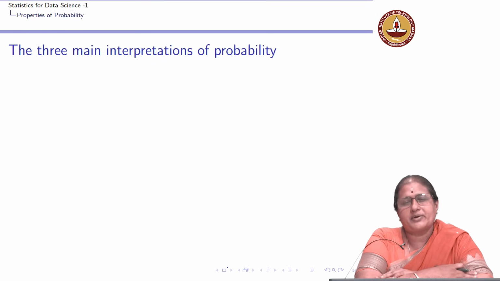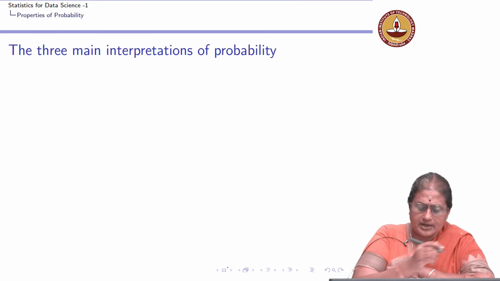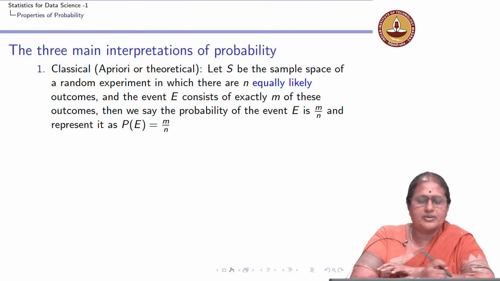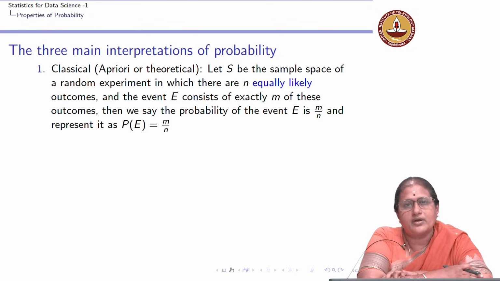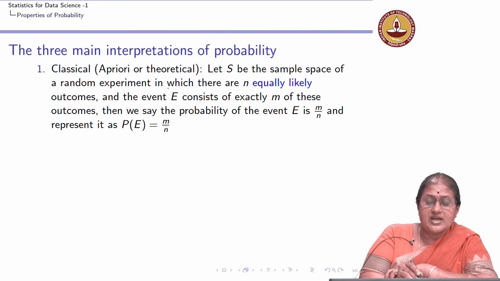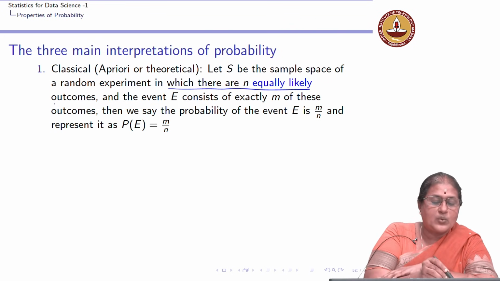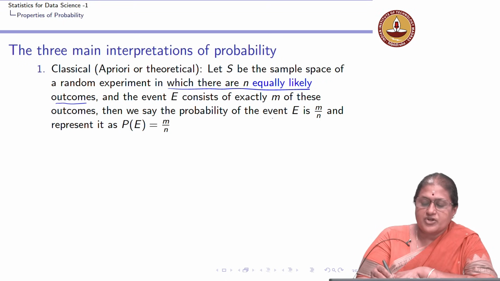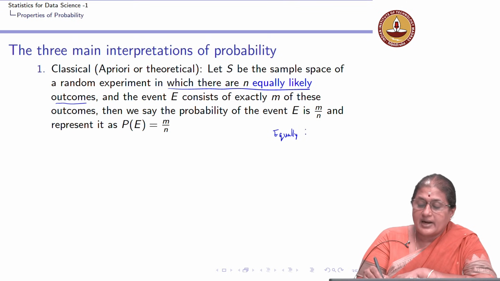One of the main and most popular interpretations of probability is what we term as the classical approach. Now, this classical approach is also referred to as the a priori or theoretical approach to probability. What this approach says is, let S be the sample space of a random experiment, in which there are n equally likely outcomes. So, we are talking about what we mean by equally likely outcomes.